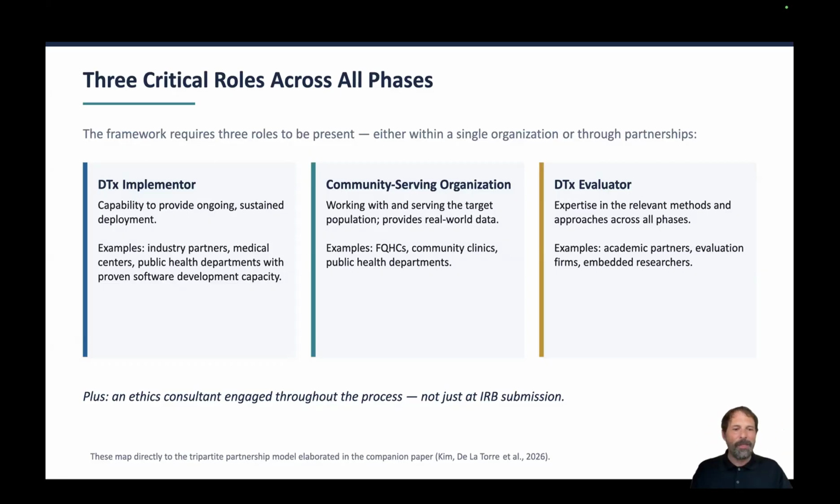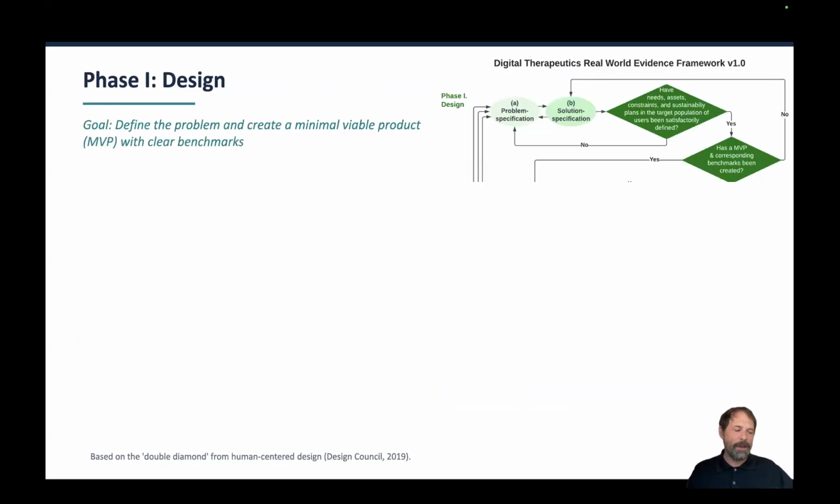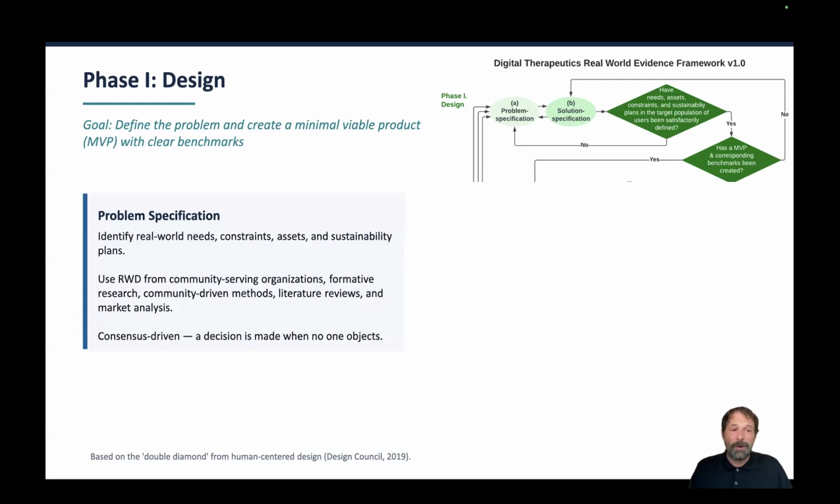Yeah, and any one of those variations is kind of what we're trying to invite you to think about. So with that, let's unpack each one of the phases a little bit more. Phase one: define the problem and create a minimal viable product with clear benchmarks. The first stage is just clearly defining what the problem is. Identify the real world needs, the constraints, assets, and sustainability plans.